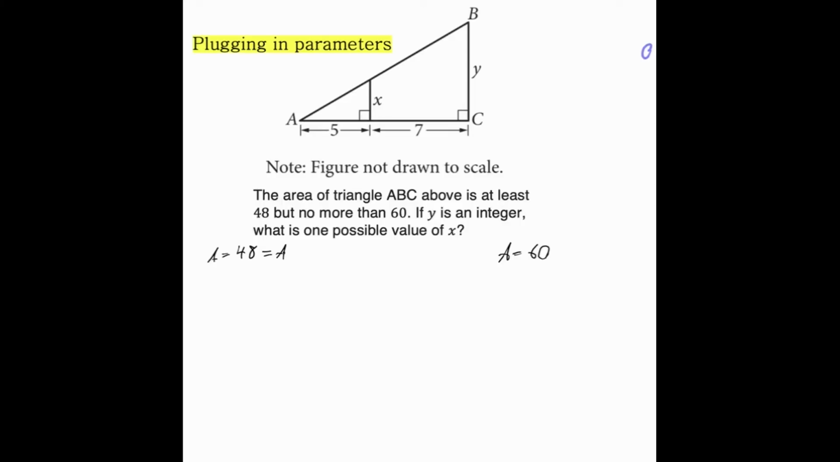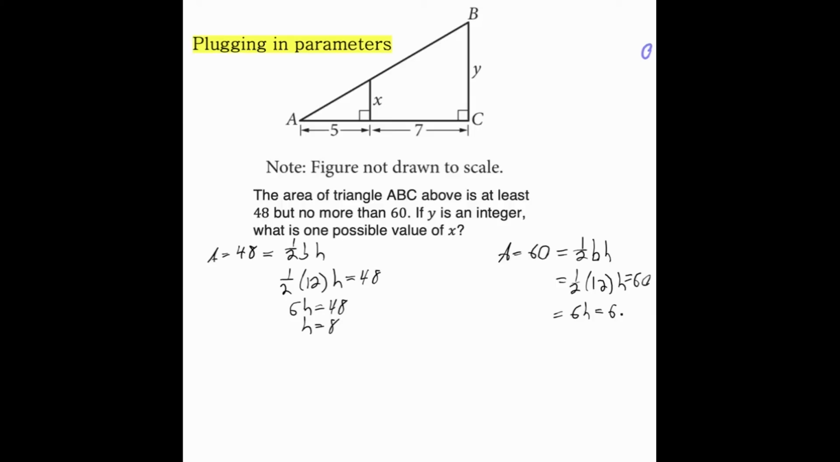Now, the area of a triangle is 1/2 times base times height. So we'll say this is equal to 1/2 times base times height in both situations. But the base is non-negotiable. It's equal to 12 both times. And the area itself is equal to 48 here, and it's equal to 60 here. So let's solve both of these. 6h is 48, h is 8, and here 6h is 60, and h is 10.